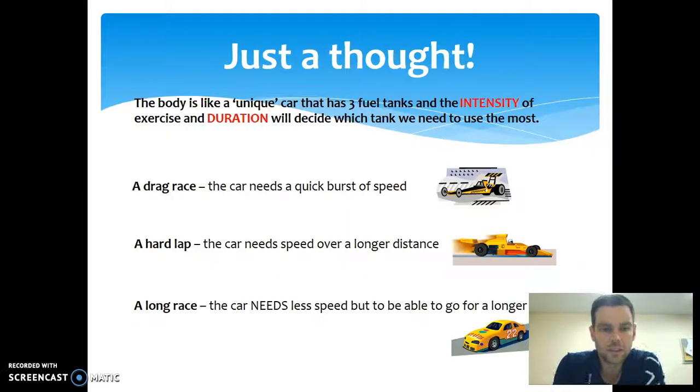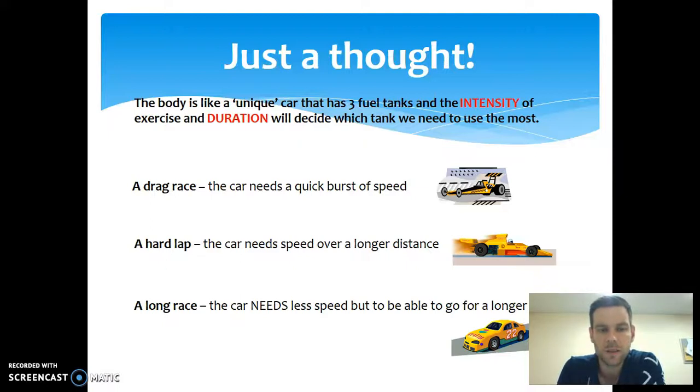So just a thought, here's a good analogy. The body is like a unique car. Imagine that we've got 3 fuel tanks. The two things that determine which energy system we're going to be using for a particular exercise are the intensity of the exercise, but also the duration, so how long the exercise will be performed for. These two things will decide which of these fuel tanks, as such, will be used the most.